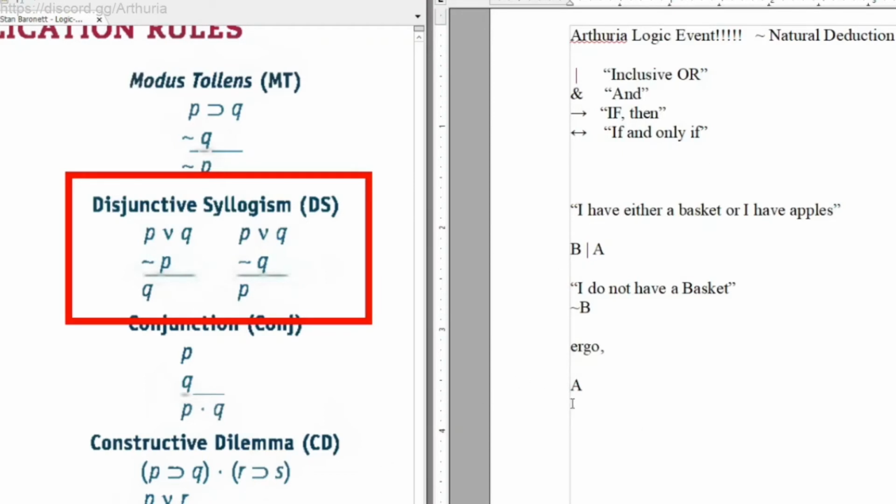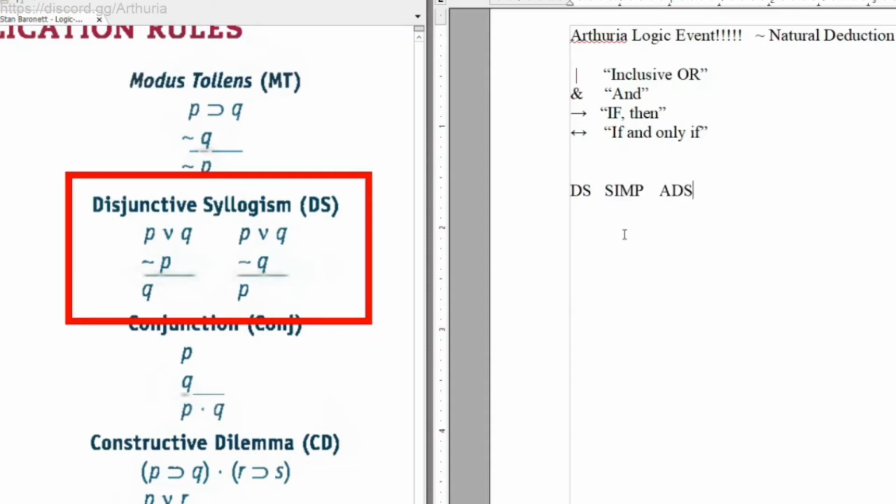So with this rule in mind, we can do something fun. Using this DS rule, the simp rule, and the add rule, we will prove this is true: A and not A. Ergo, Z is true. Why Z? Because it can be anything, and I like doing Z because it screws with people. Z is nowhere in here. This is a contradiction: I have apples and I do not have apples. So what is my number one rule of logic? Simp your and statements.